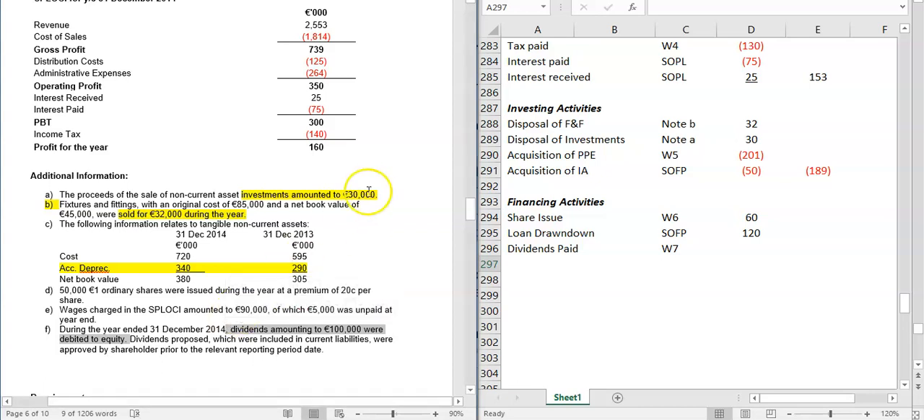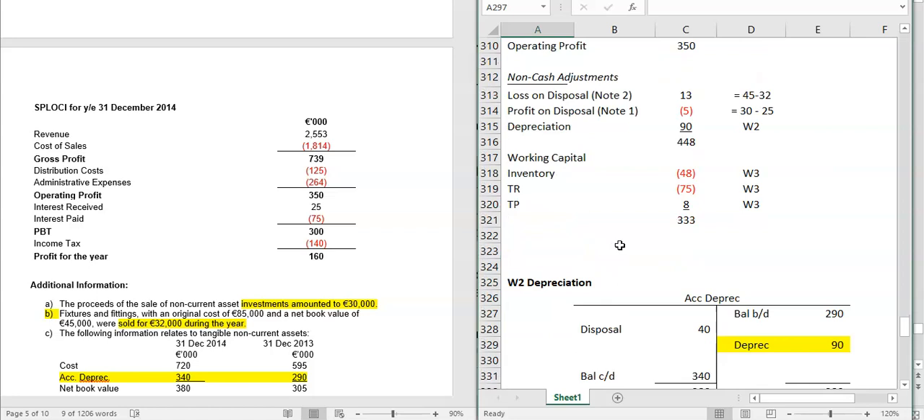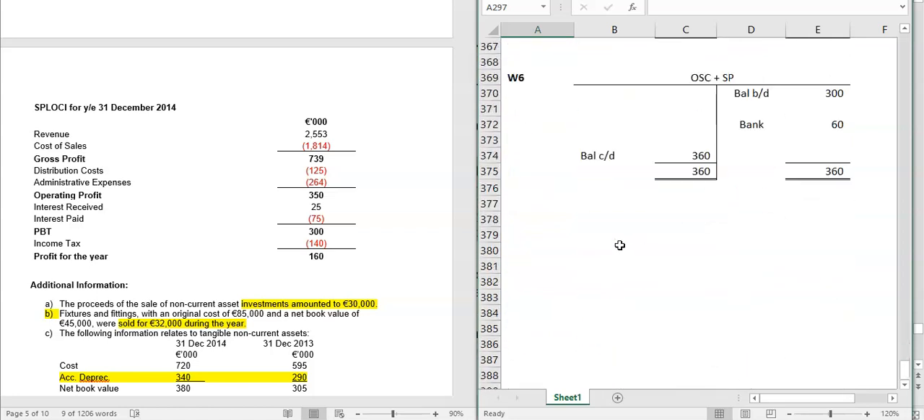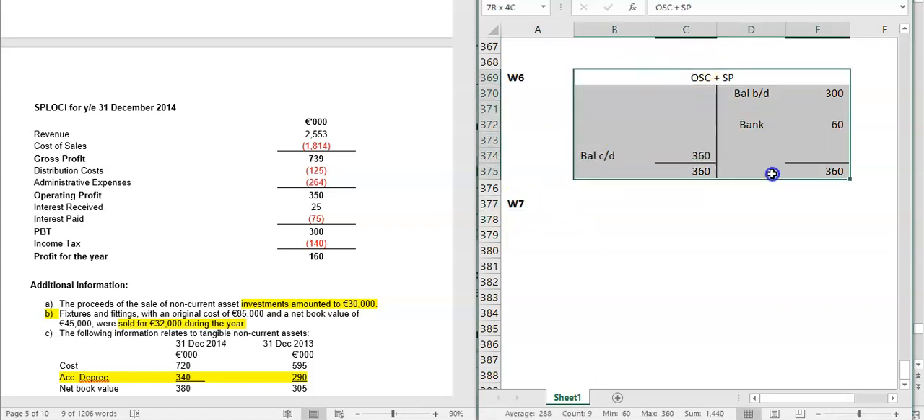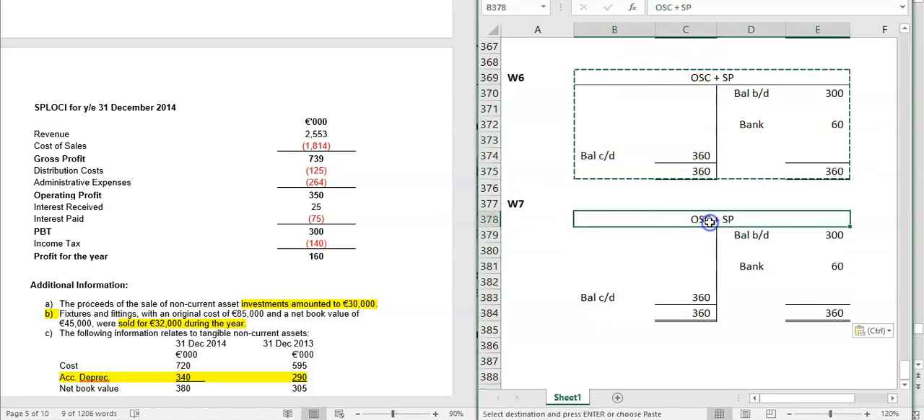So now, did we really need to be told that? Well, I can go down and prove that we didn't. We should have been able to calculate that ourselves, working 7. If we look at retained earnings, we can help explain the movement.